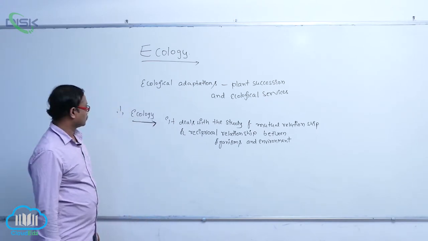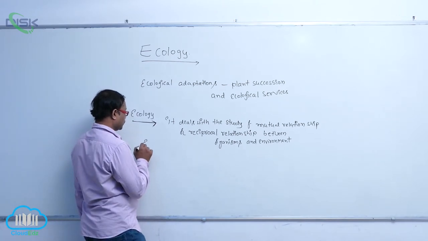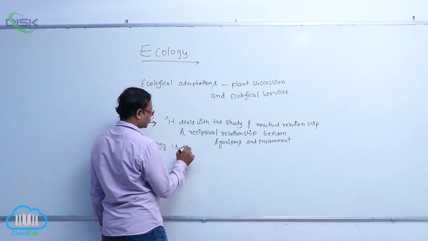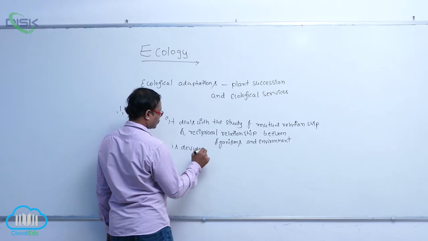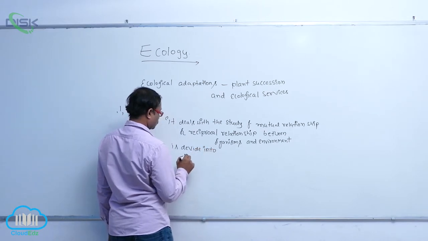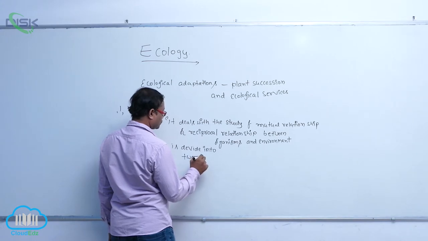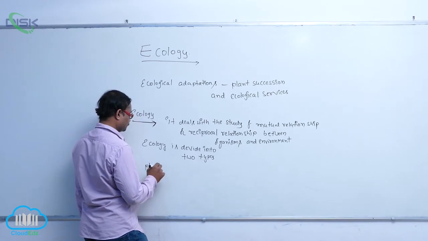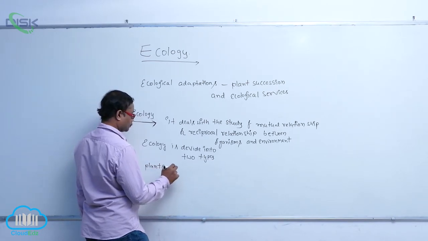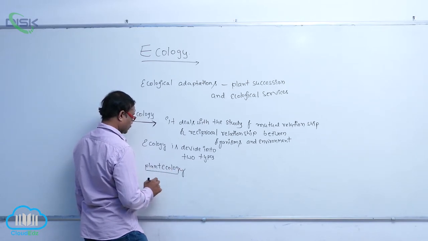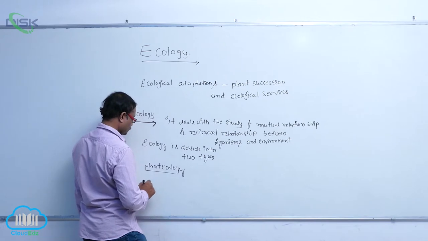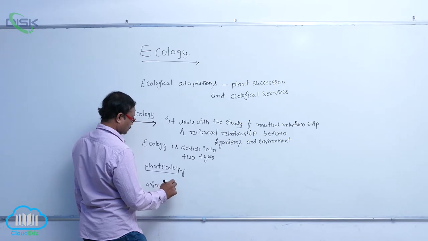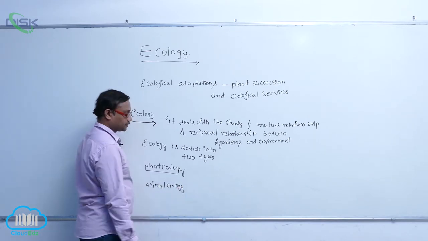So after that, ecology is divided into two types: plant ecology and animal ecology.